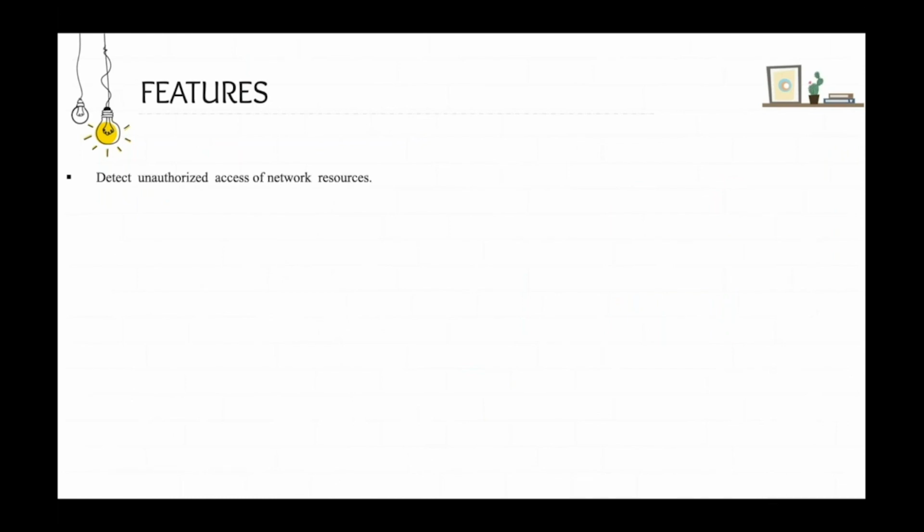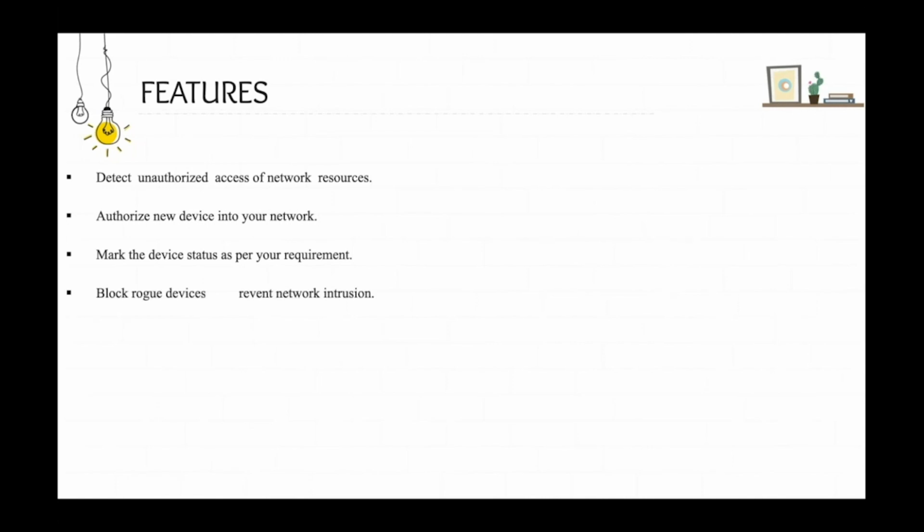So like I said, we are allowed to detect the unauthorized device which are accessing your network without your permission. Then you have the privilege being an administrator to authorize them or block them from accessing your network. You can mark the status. You can give them a guest validity, or you can just give them a trusted validity, or you can block them anytime on your choice.